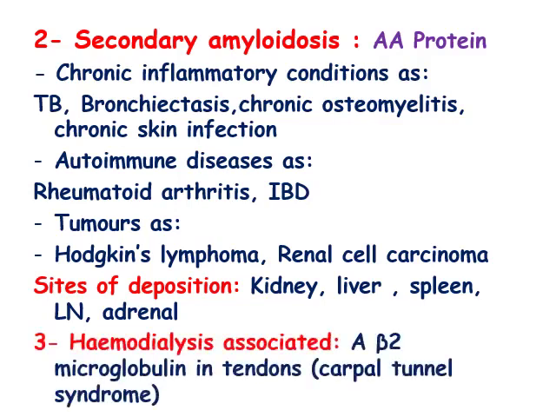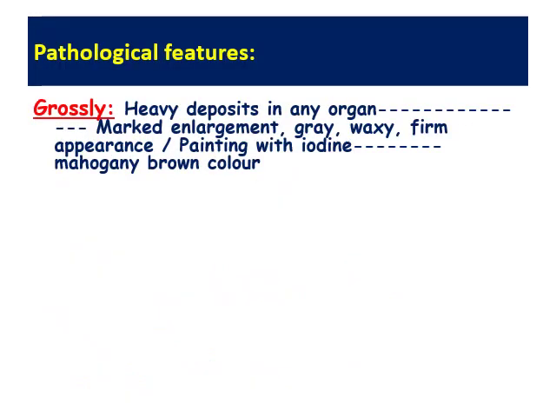Hemodialysis-associated amyloidosis is due to accumulation of beta-2 microglobulin. This beta-2 microglobulin accumulates in this group of patients because it can't cross the filtration membrane of the hemodialysis machine. It first accumulates in the wrist, leading to carpal tunnel syndrome and compression of the median nerve. Later, it accumulates in different joints.